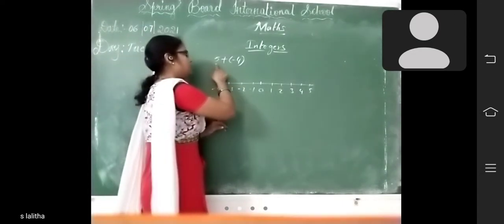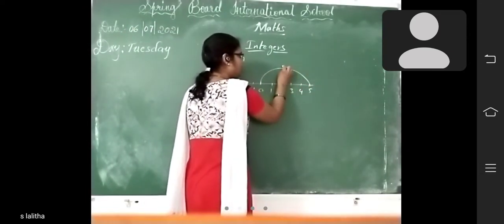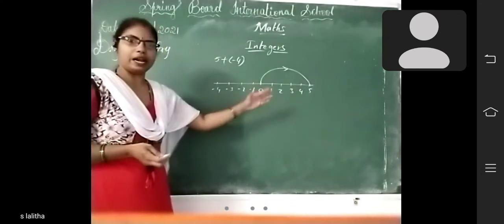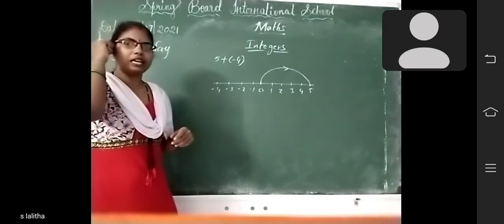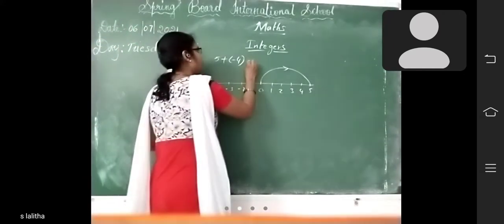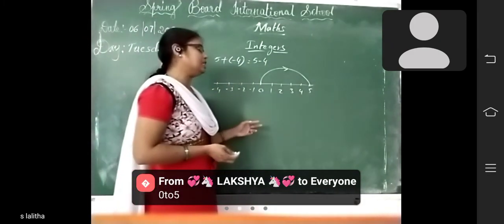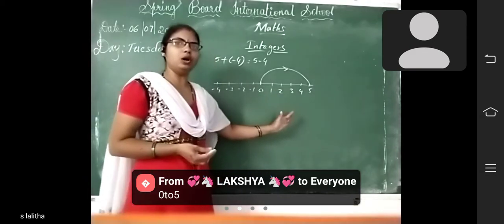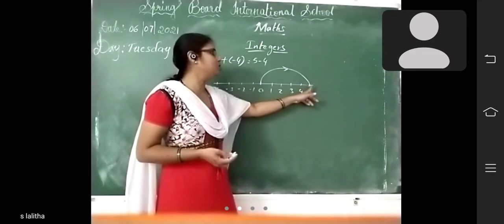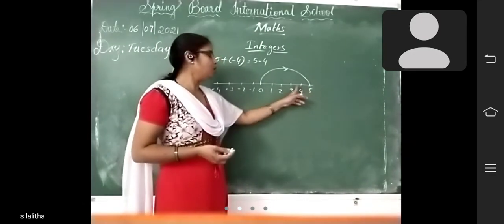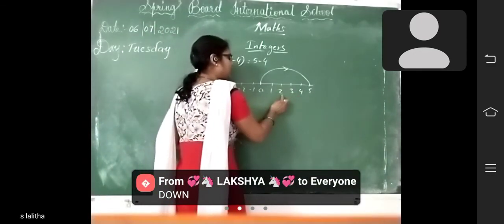Here the first number is 5, so you should move from 0 to 5 on the right side, because it is a positive number. And next, plus of minus 4. Plus of minus means minus, so 5 minus 4. Minus 4 means you should move to the left side. Where is it ending here? 5. From here onwards you should move 4 steps back. 1, 2, 3, 4.